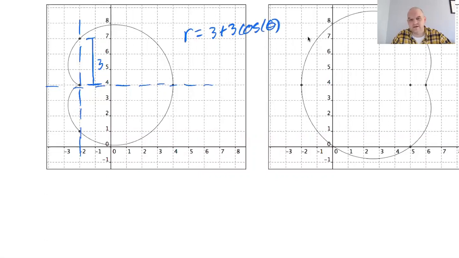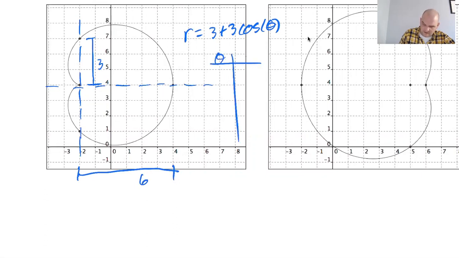So let's say you didn't know that. If you don't know that, now you're in the position where you're going to find your values. So this distance is 6. So you know that if we made a table of values where we have theta and we have r, when theta is 0, r is 6. When theta is pi over 2, r is 3. When theta is pi, r is 0. 3 pi over 2 is going to give you 3 again, and then 2 pi would give you 6 again. If you plot those, you will see that it is definitely the curve 3 plus 3 cosine theta.